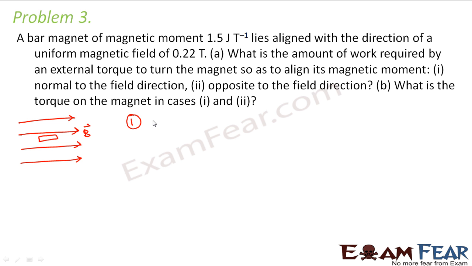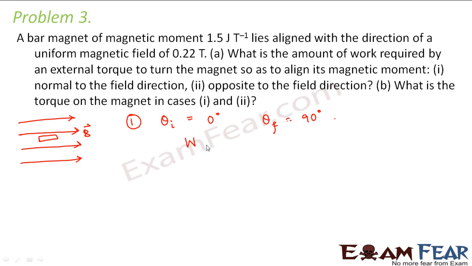In the first part, what is the initial scenario? Initially theta is equal to 0 degrees because the magnetic moment is along the direction of the magnetic field. So theta initial is 0. The question asks you to calculate the amount of work to be done so that the moment becomes normal to the field direction. So that means theta final should be equal to 90 degrees.